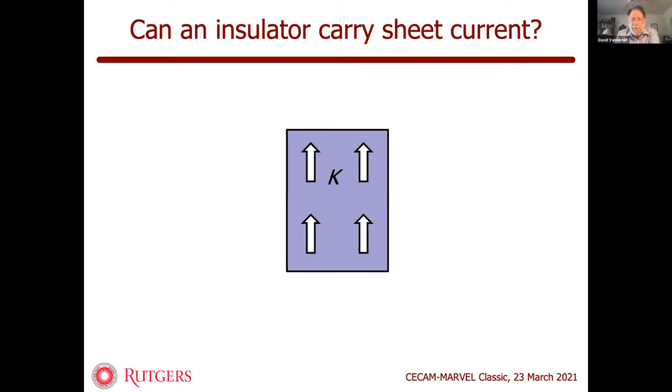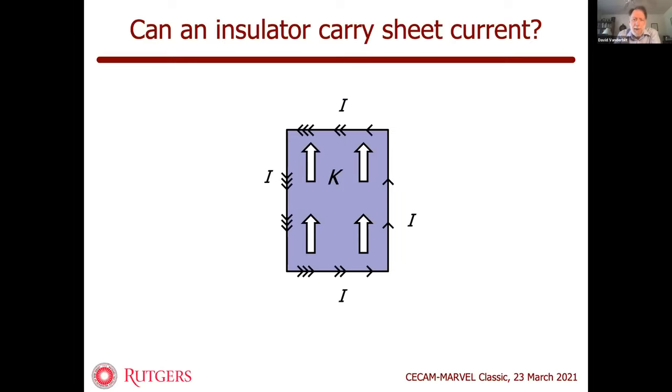Here's a question. Is it possible to have an insulator? Let's imagine this is a two-dimensional insulator in which you have a macroscopic current flowing through the insulator. And of course you'd say, well, of course not if it's an insulator. But from quantum Hall effect type of physics, we suspect that the answer may not be so simple as that.